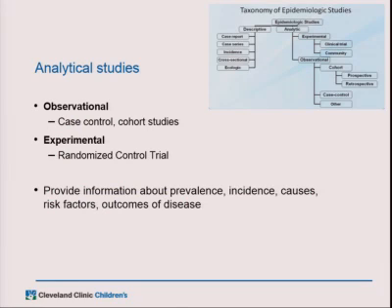All right, if you want to imply causation, you need an analytic study. You're going to need to look at observational analytics, like a case control or a cohort study, or you need to go even further and do an experimental design, where you actually say randomized controlled trial. These will actually provide things like incidence. They will provide the cause, the risk factors, and the outcomes.